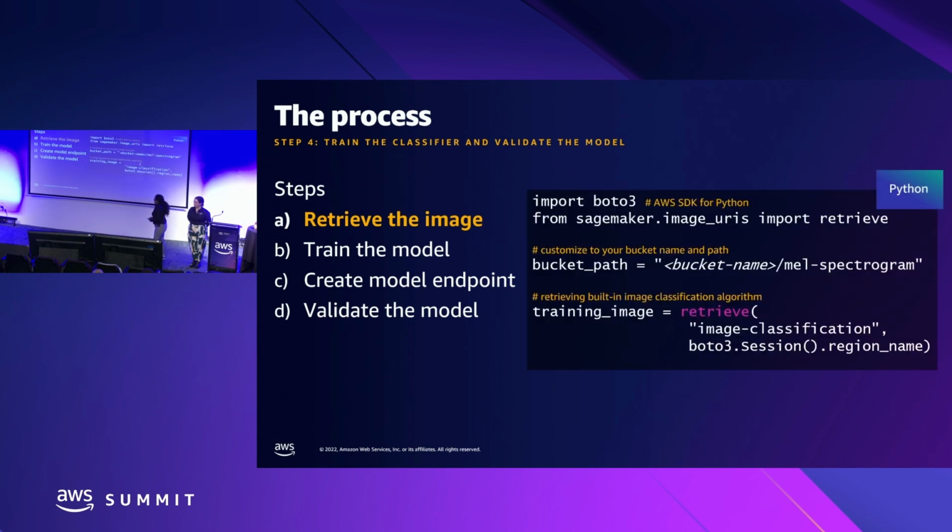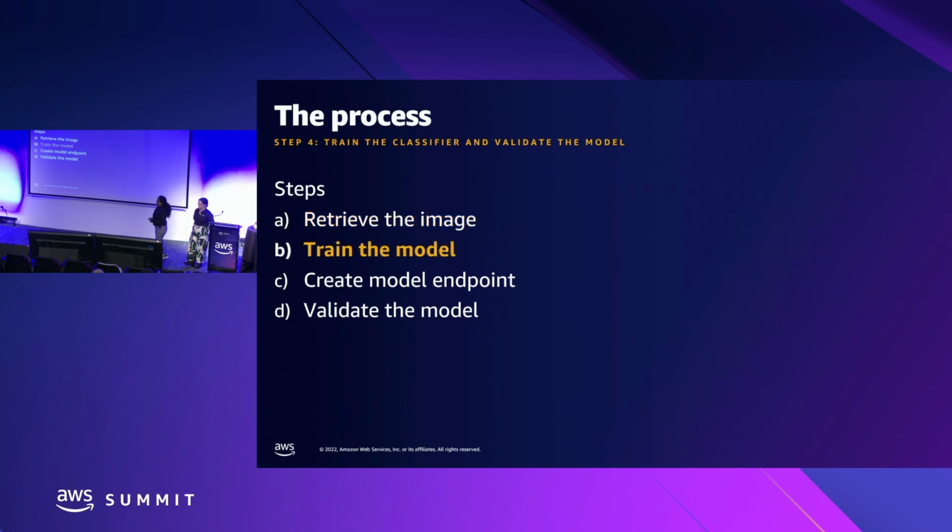We first import Boto3, which is the AWS SDK for Python. We then use a very simple API call called retrieve to retrieve the container image of the algorithm of interest. So in our case, it was the image classification algorithm. So simply by specifying which algorithm and using the retrieve API call, you're informing SageMaker to utilize that algorithm for the training job.